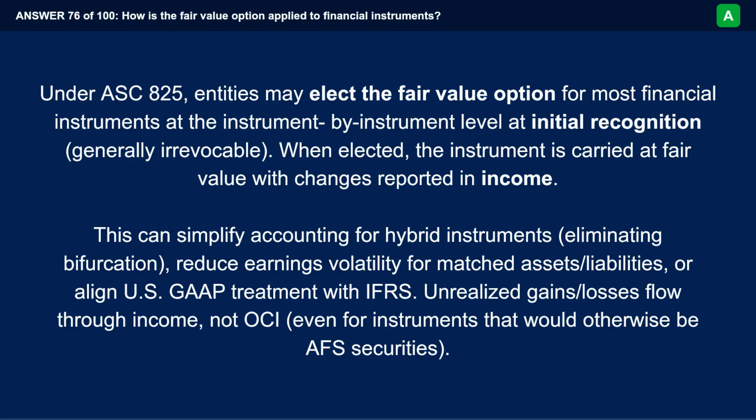This can simplify accounting for hybrid instruments, eliminating bifurcation, reduce earnings volatility for matched assets and liabilities, or align U.S. GAAP treatment with IFRS. Unrealized gains and losses flow through income, not OCI, even for instruments that would otherwise be AFS securities.